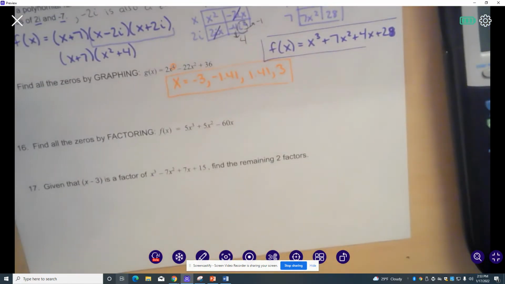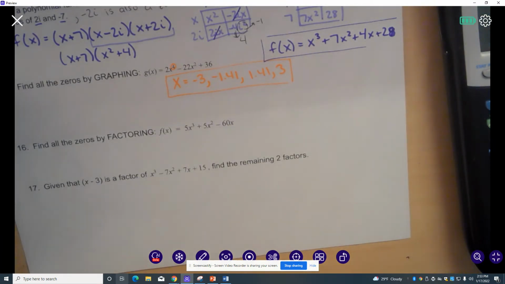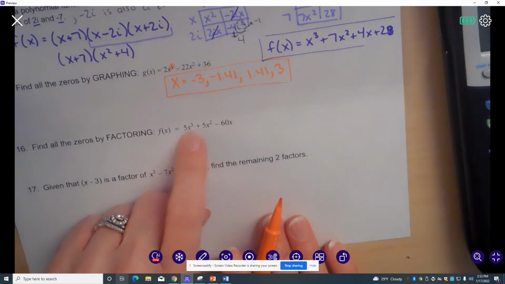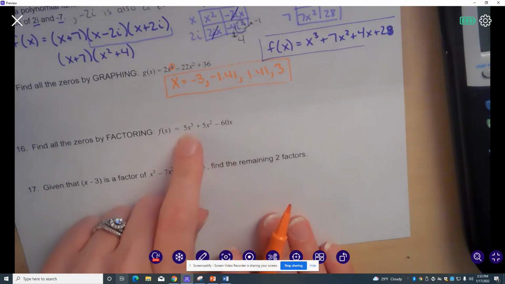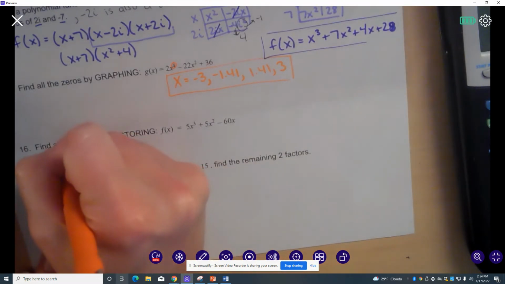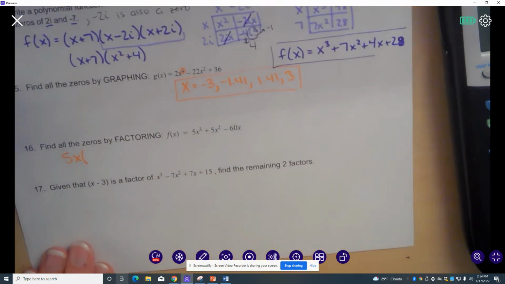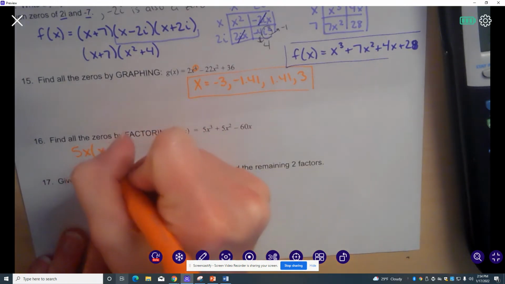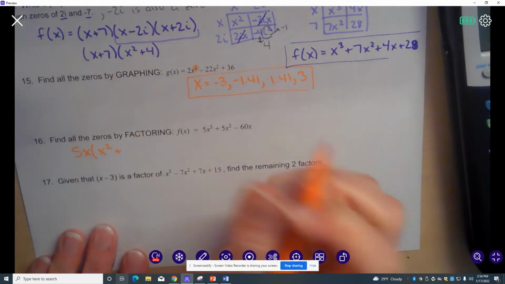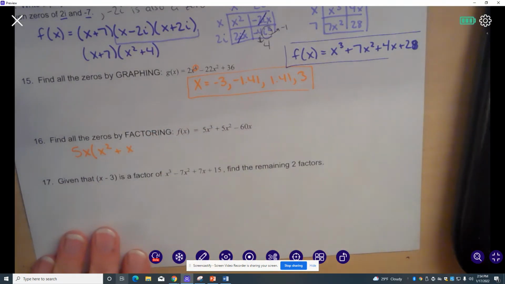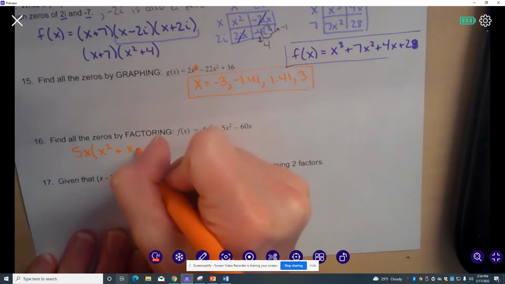Number 16, I'm going to find the zeros, this time by factoring. So instead of graphing this, I'm going to factor. So think back to the previous problems, 7 through 11, where we factor. I'm going to first check to see if there's a greatest common factor that I can factor out. I can factor out a 5x. So I'm going to go ahead and do that. And I'm left with x squared plus x plus 12, or minus 12, sorry.